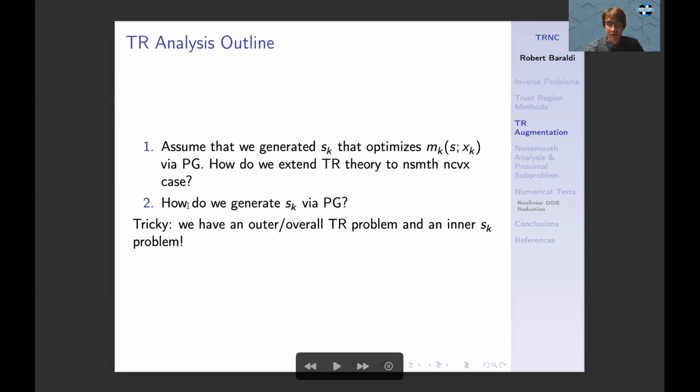And the second thing we'll talk about is: how do we actually generate this s_k via proximal gradient descent? It's kind of tricky because you have an outer overall algorithm, a trust region algorithm, and an inner descent step algorithm. It's a nested algorithmic problem.